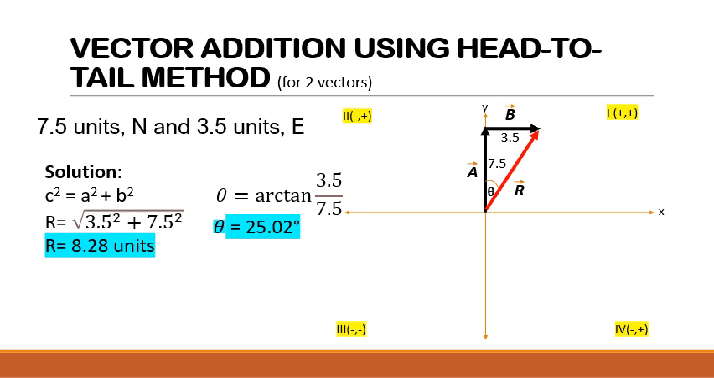And to get the angle, you have to get the quotient of 3.5 and 7.5. Get the arctangent and you will see the answer, 25.02 degrees. And our final answer is 8.28 units, 25.02 degrees east of north.